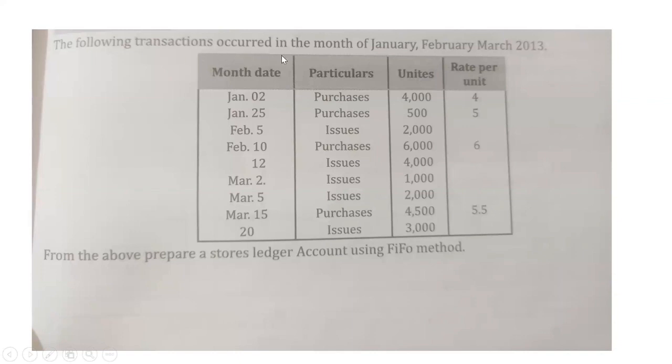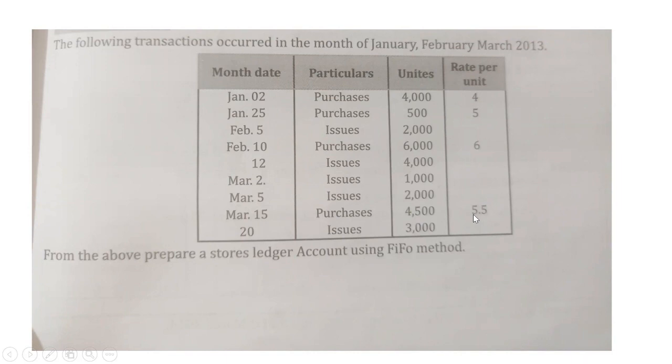Here they have mentioned the transactions which occur during the months of Jan, Feb and March of 2023, some purchases and some issues. And remember, you will get the purchase rate, the per unit rate. For issue, based on which method you're following, you have to make the issue. So here what we have to prepare? We have to prepare the store ledger using the FIFO method.